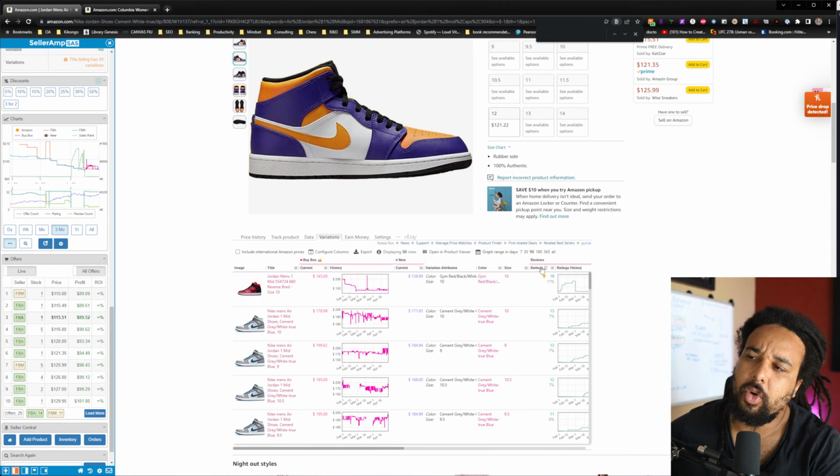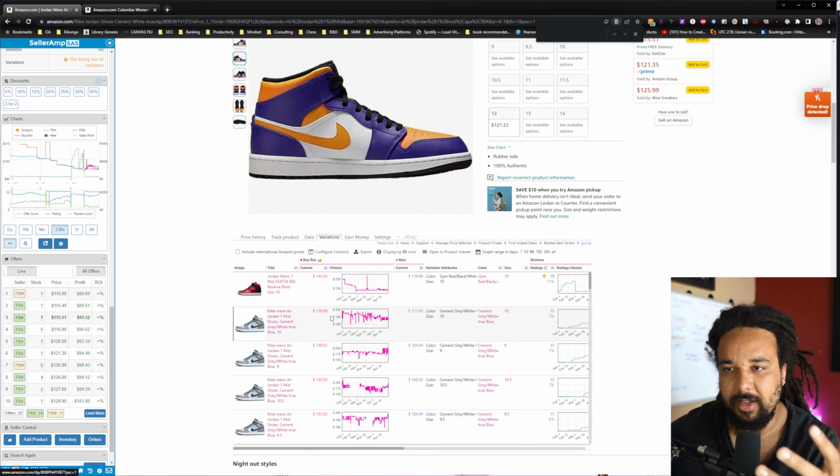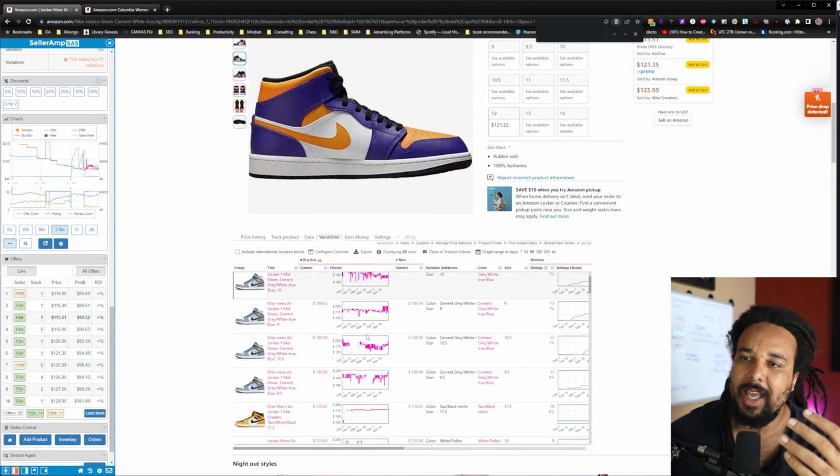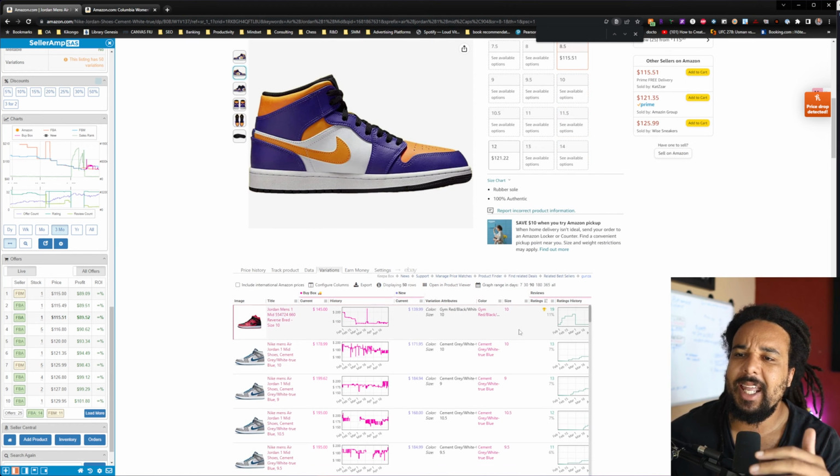What I usually do is sort by ratings. I can see that usually the size 10 is the money size, it's always the money size, between 9 and 11. Those sizes sell super fast, especially for this listing, for this product. And what you can see as well is that this is the product that sells the most.